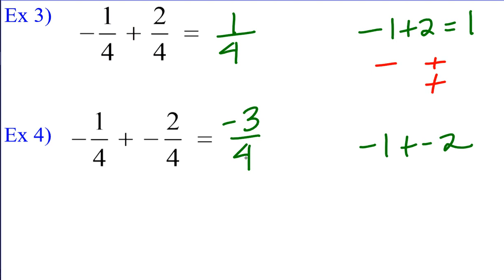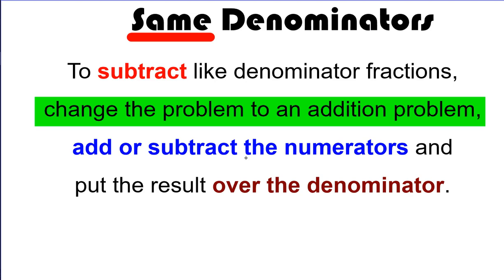It's much easier for us to conduct addition problems, so we're going to use that idea of what is simpler and easier for us to do subtraction problems. So when we have same denominators and we want to subtract like denominator fractions, we're going to change the problem to an addition problem. And the way we do that is we're going to add the additive inverse. Once we do that, we can change a subtraction problem to an addition problem. And then we're going to follow our rules as before. We're going to add or subtract the numerators and then put the result over the denominator.